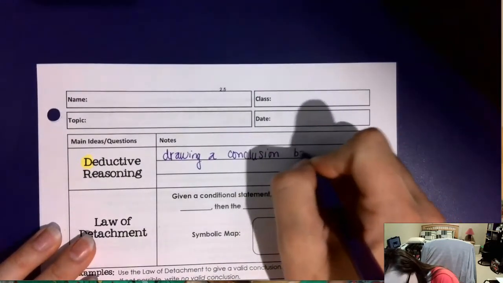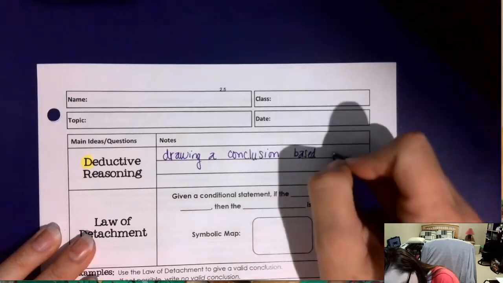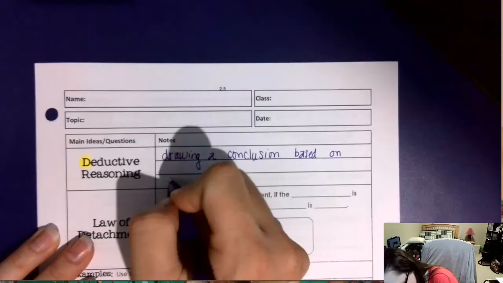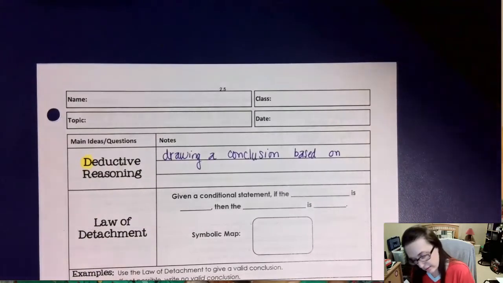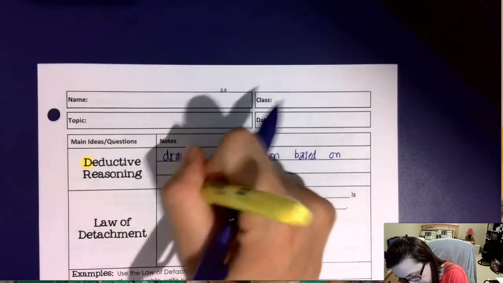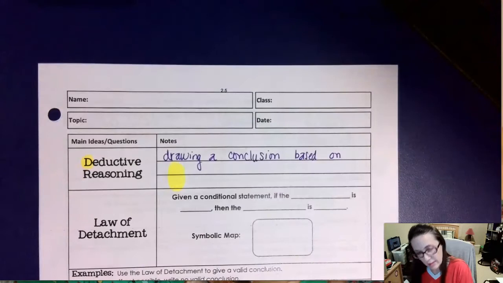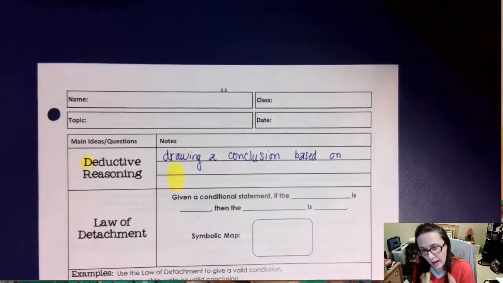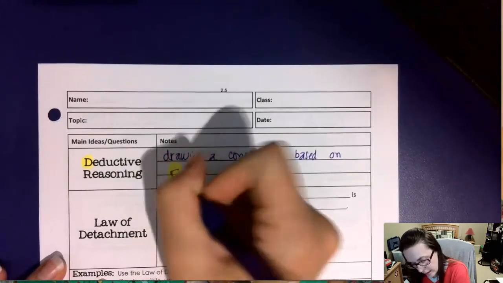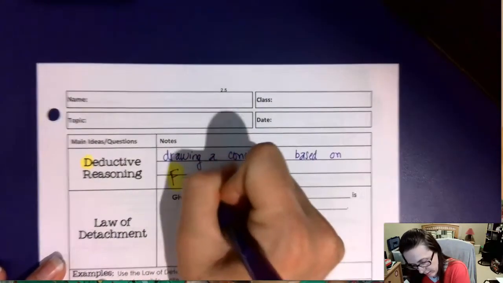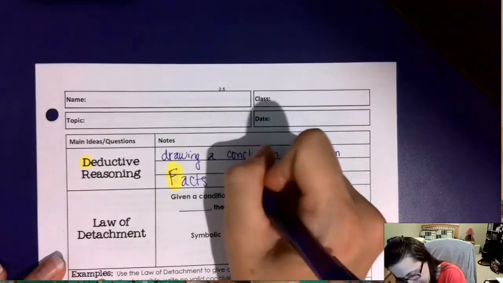based on facts. I'm going to highlight this too, D and F. I don't know if you remember, inductive was I and O, observation, those are vowels. D and F are our consonants to help us remember which ones go together. Facts and statements.